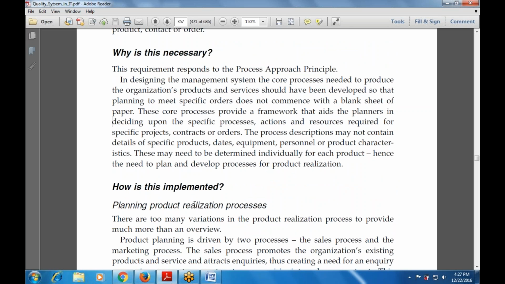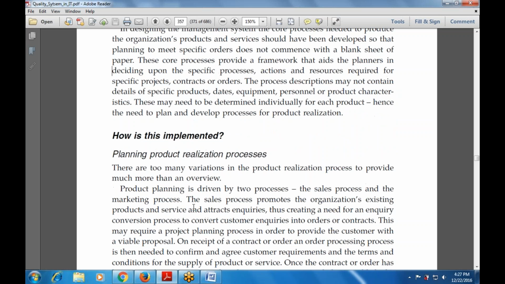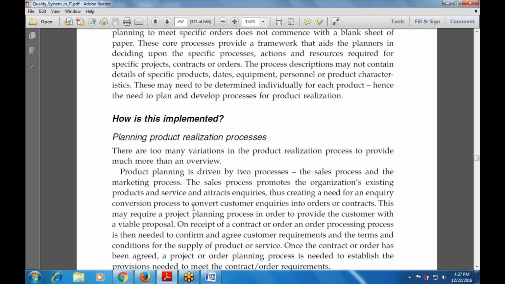Now, how is this implemented? This is implemented using the planning of product realization processes. And there are too many variations in the product realization process to provide much more than an overview that is driven by two processes. One is the sales process, and one is the marketing process.